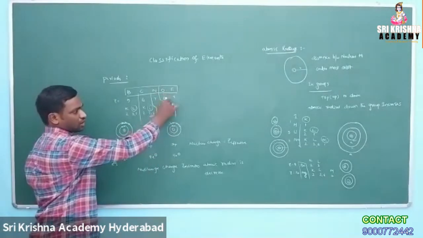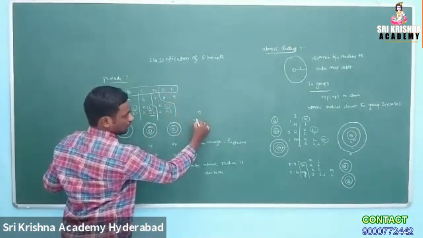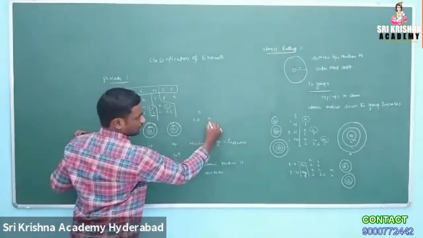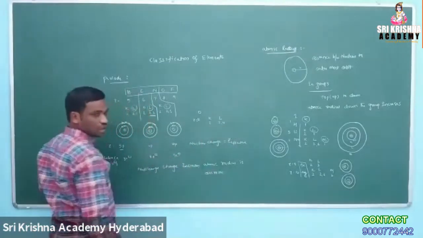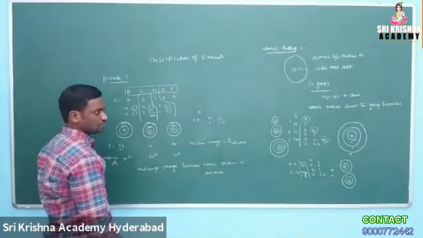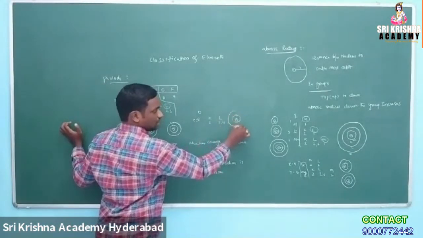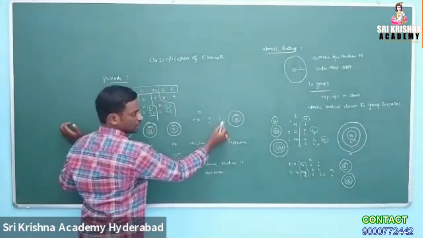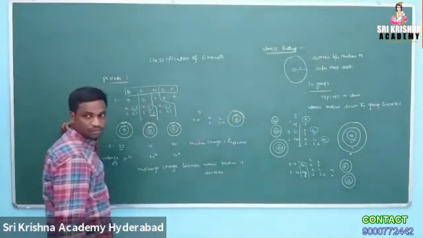Suppose oxygen is there. For oxygen, the atomic number is 8, Z equal to 8. Atomic number 8 means K shell has 2 electrons and L shell has 2, 4 electrons. 2 plus 4 is 6, plus 2 is 8. So 2 shells are there: this is the nucleus, this is the K shell and the L shell. K shell has 2 electrons, L shell has 6 electrons.